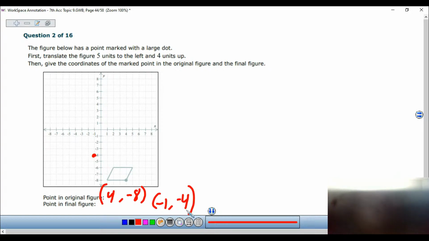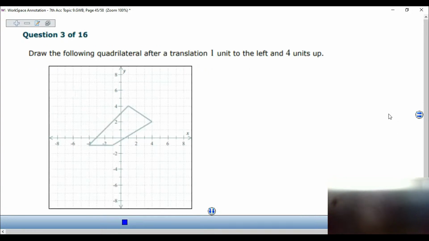Here we go. We're going to go on to the final point. There we had it. We're going to go on to number 3. Question 3. Now we have this quadrilateral, which is just a 4-sided shape. We're translating it 1 unit to the left and 4 units up. That means every point on the whole shape. So let's go ahead and get this going.